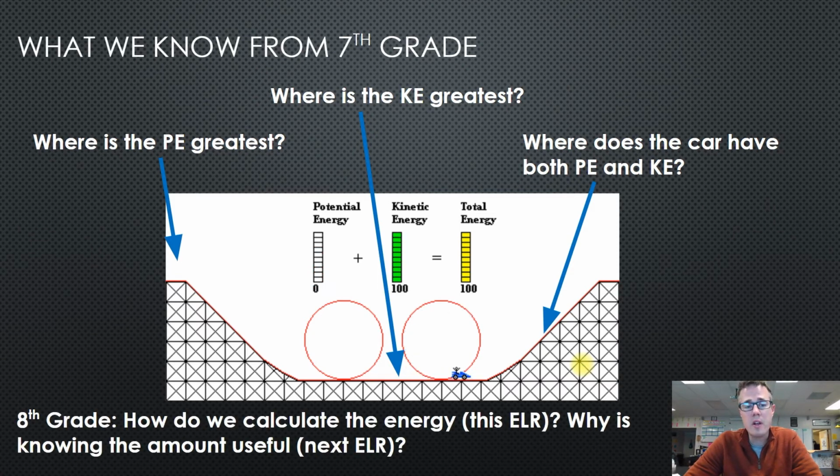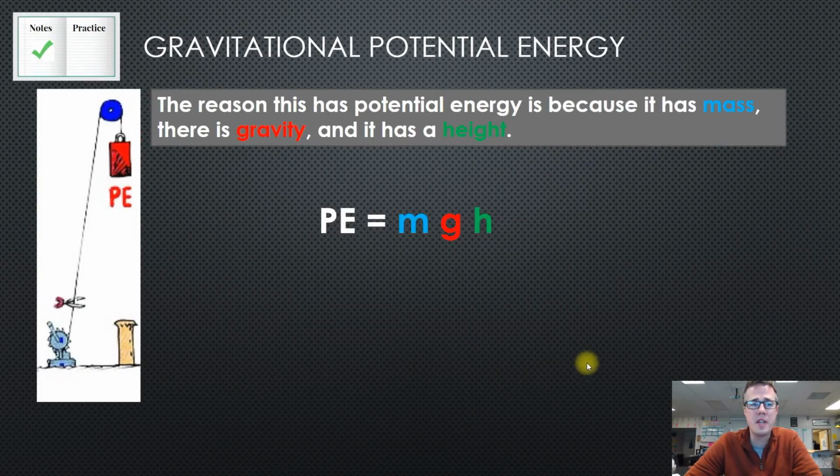In 8th grade, here's what we're going to do that's different than those topics. So in 7th grade, you talked about the concepts. In 8th grade, now we need to be able to calculate. We need to be able to actually say this is how much energy the object has at any spot on this track. So we're going to start with potential energy.